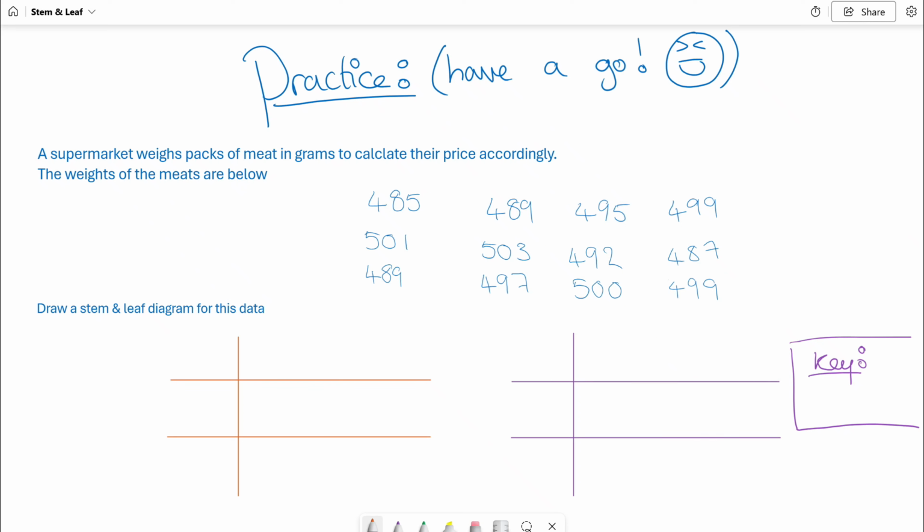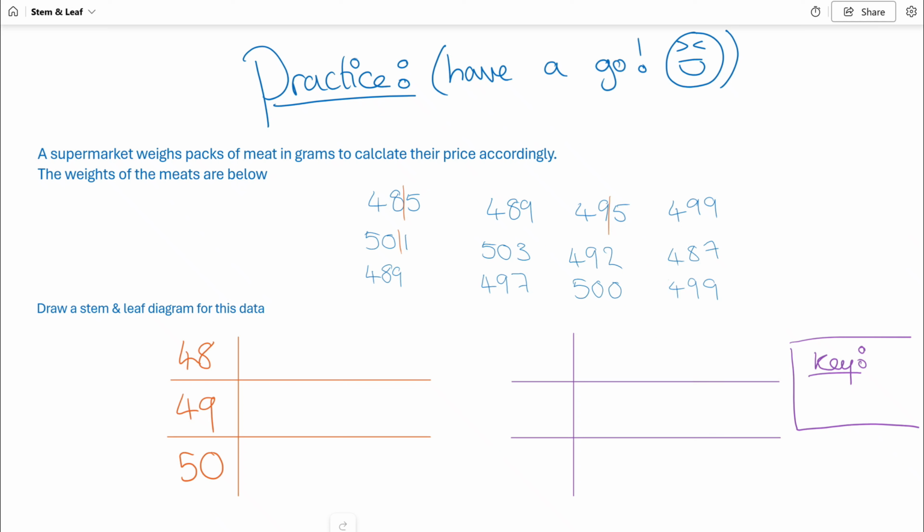So I've already drawn them out and I've put the key in so that I remember to put a key in, because a lot of people lose marks by not putting the key in. Just write it down so you don't forget. So the first thing I'm going to do is isolate the units in each of the different numbers. So we've got 48, we've got 50, and then we've got 49. So those are the only three we need. So I'm going to write them down. We've got 48. We've got 49 because it's going to be in order, and we've got 50.